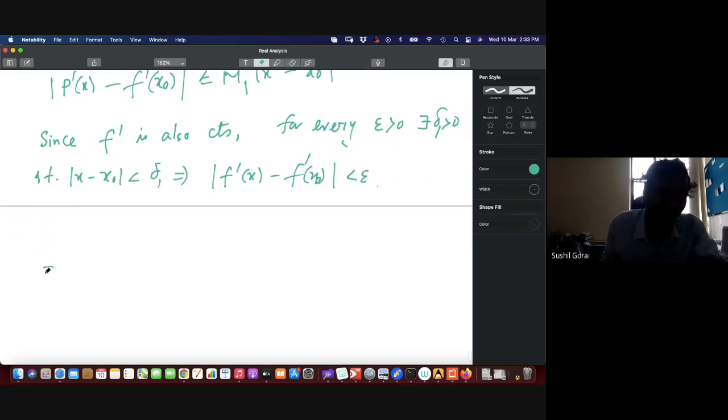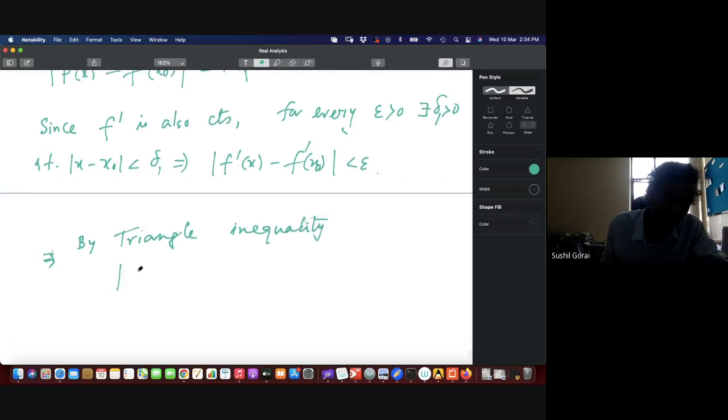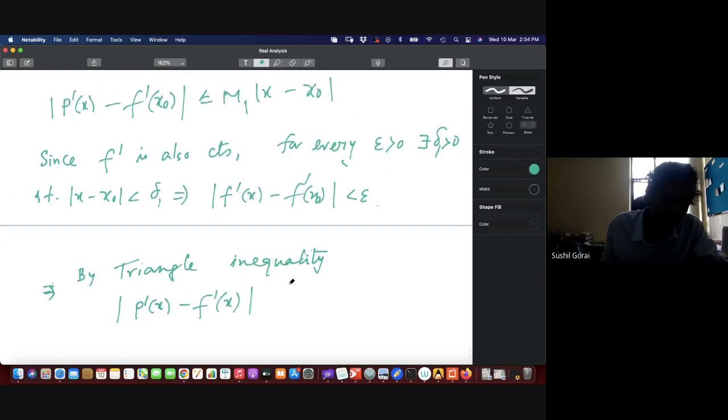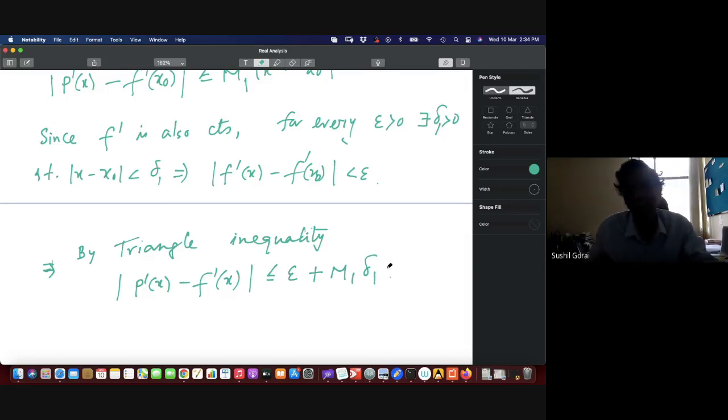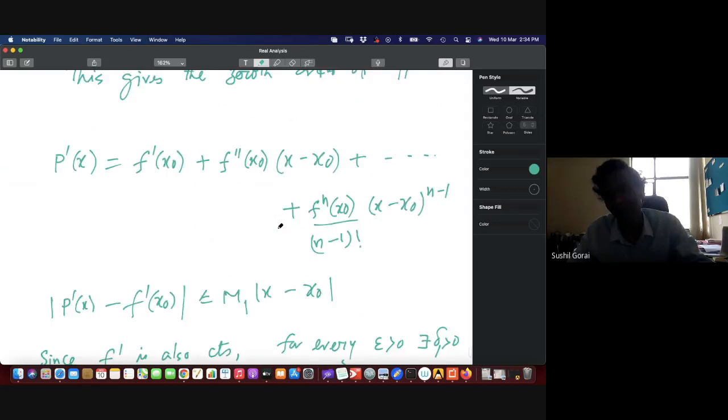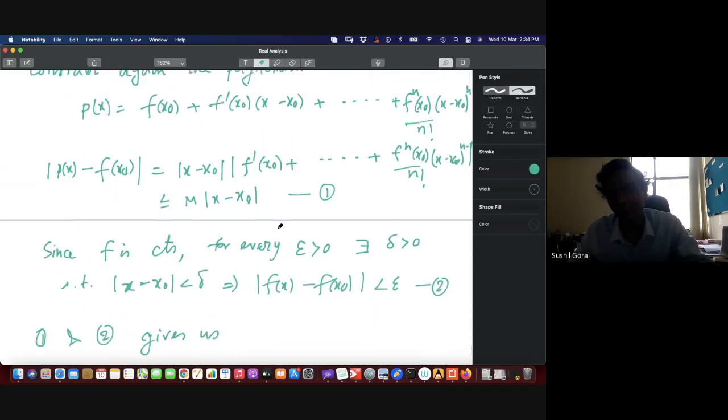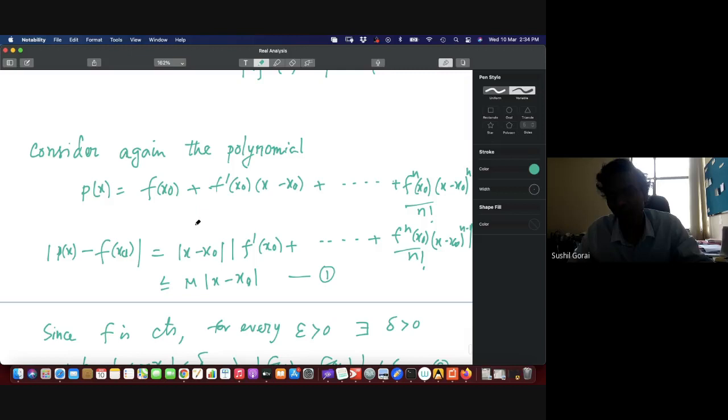Now this will give you, by triangle inequality, mod of p prime x minus f prime x is less or equal to epsilon plus m1 delta 1. Okay? So similarly, you will get the approximation. That will give you that this polynomial will approximate up to the order n.